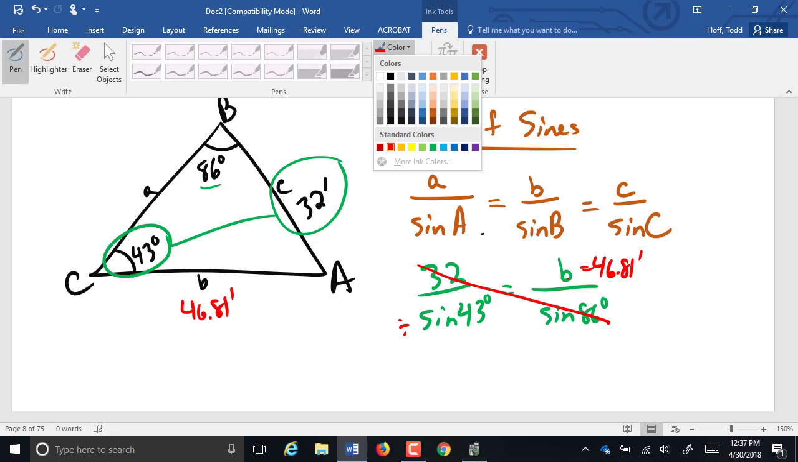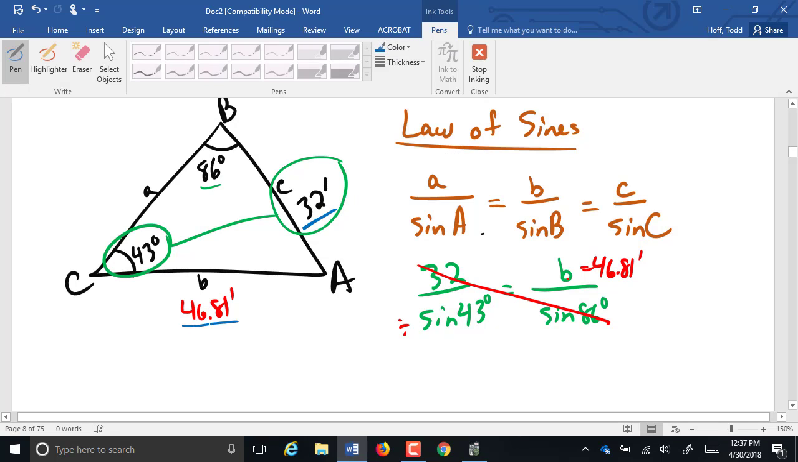Let's pause for a second. Does that answer make sense? Well, 46.81 is bigger than 32. The 86 is bigger than the 43. So yes, it makes sense that that side would be bigger. That's a bigger angle.